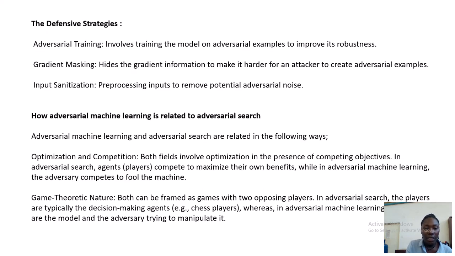So how is adversarial machine learning related to adversary search? It's related in different ways, but basically I will give you two major ones: optimization and competition. They're related in such a manner that both fields involve optimization in the presence of competing objectives. And in game-theoretic nature, both can be framed as games with two opposing players.